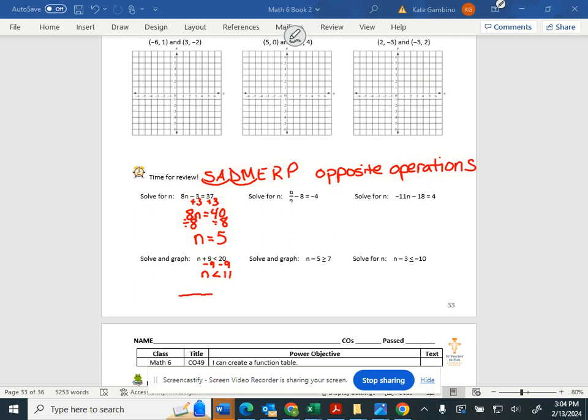Remember, when we graph our inequalities, the first thing we do is we put our number line. Second thing we do is our circle. Does not equal 11, so it is an open circle. It is less than 11, which points to the left. So our arrow points to the left. So make sure you solve your inequality, then you graph it, doing all 3 steps: number line, circle, and arrow.